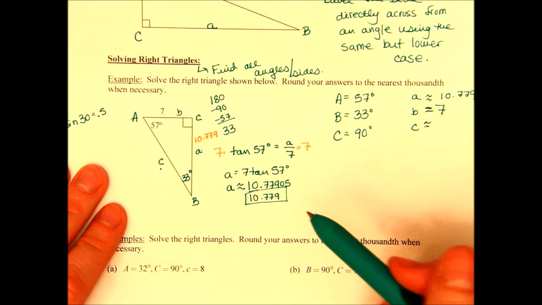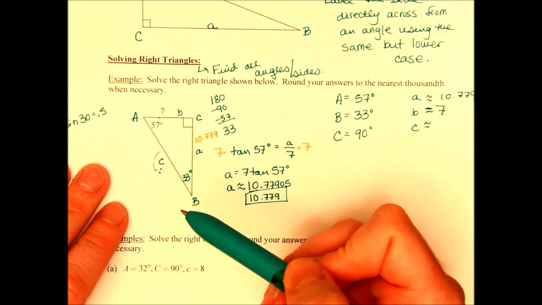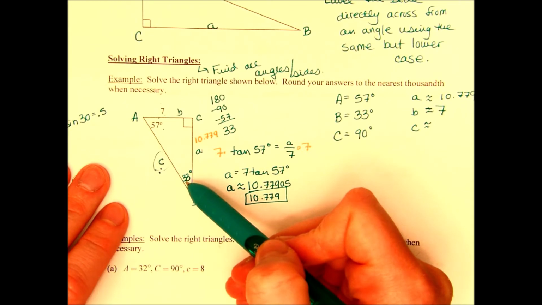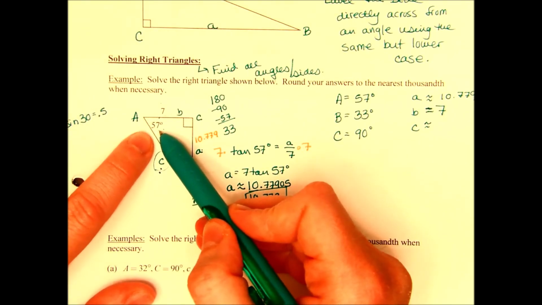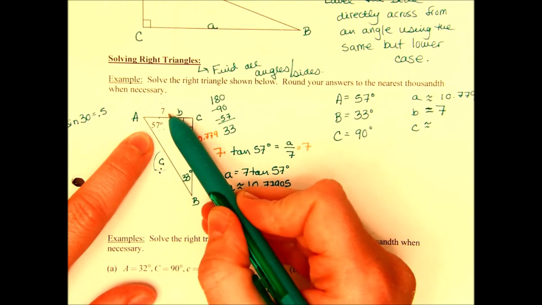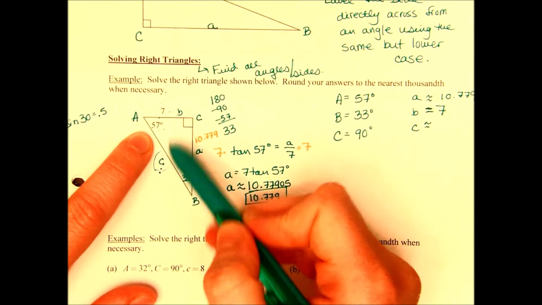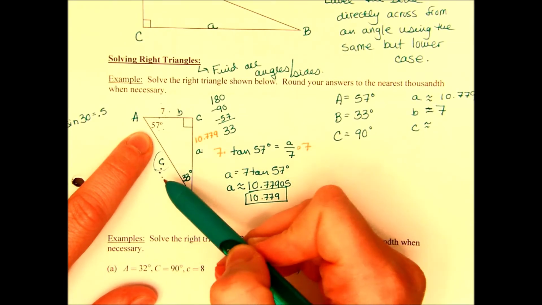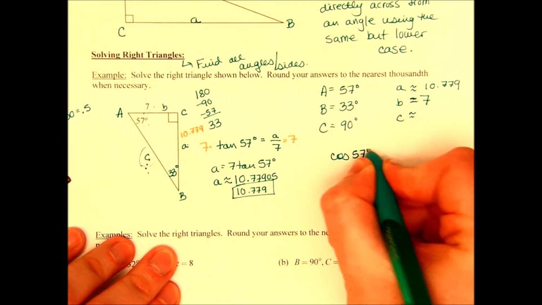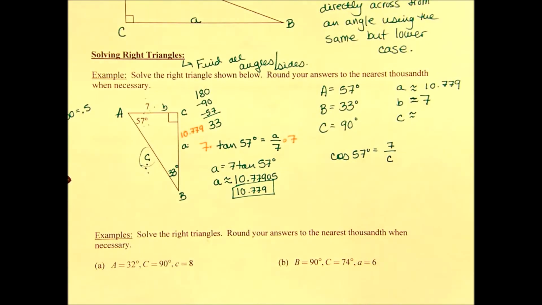This time, I want to use the 7 and the C. I have a choice of either using 57 degrees or 33 degrees. I don't know, let me stick with the 57. If I'm using that angle, and the 7 and the C, I have my adjacent. I want to know my hypotenuse. Well, what uses adjacent and hypotenuse? Cosine. I'm going to write out a little equation here. The cosine of 57 equals the adjacent, which is 7, over the hypotenuse, which is C.